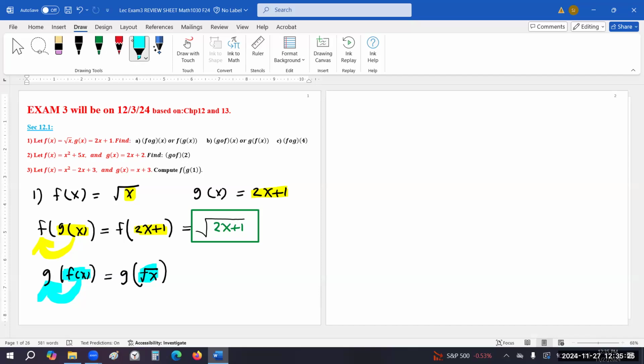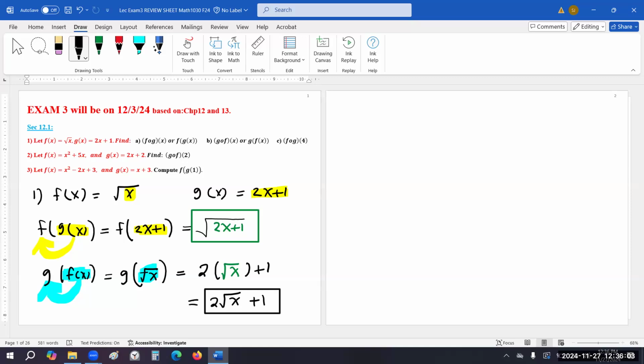So you go to the g function and we write the structure of the g function, but we don't write any x. So the structure of the g function is 2x plus 1. But instead of x, we are going to substitute that with the entire f function, which is square root of x. So in other words, we have 2 square root of x plus 1. And we have nothing to do.